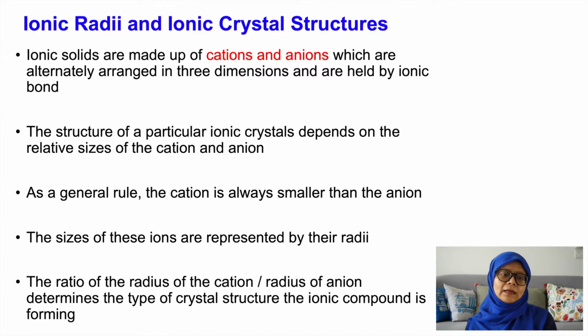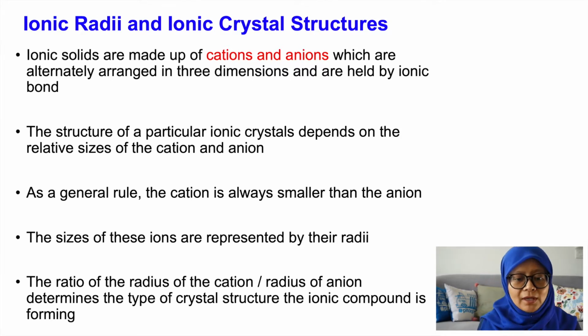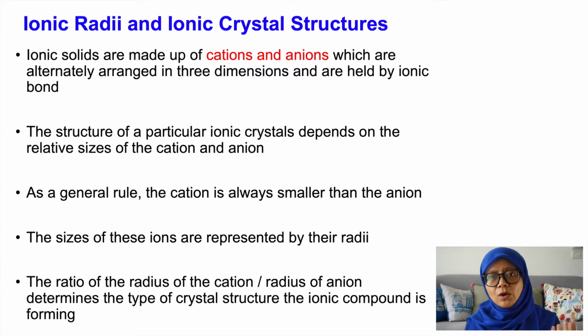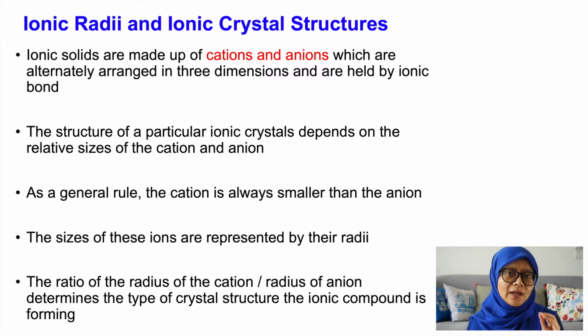So the sizes of the cation and anion are represented by their radii, or in singular form, radius. The ratio of the radius of the cation to the radius of the anion will determine the type of crystal structure of the ionic compounds when they form.